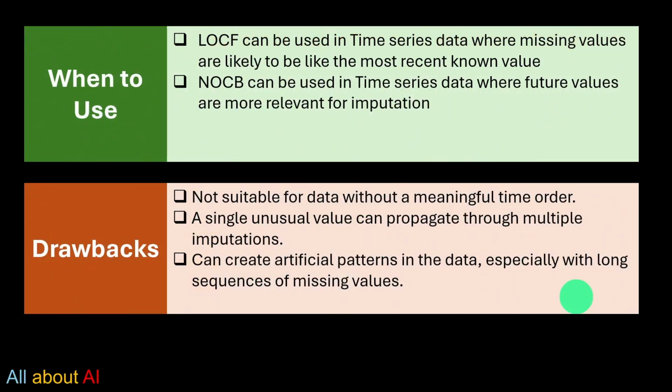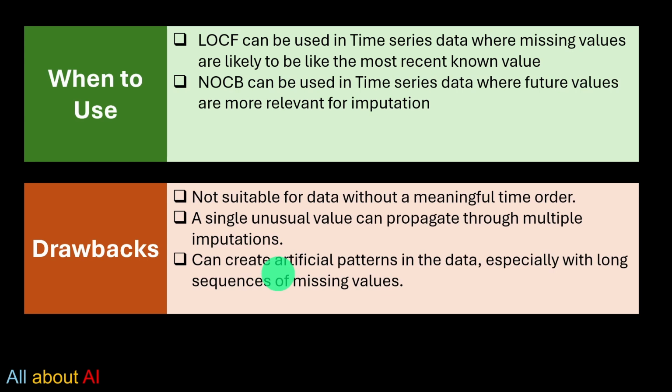Now, when to use this? It's inappropriate for non-time series, not suitable for data without a meaningful time order. LOCF can be used in time series data where missing values are likely to be like the most recent known value. NOCB can be used in time series data where future values are more relevant for imputation. So both LOCF and NOCB are predominantly used in time series data. It's not suitable for non-time series data. A single unusual value can propagate through multiple imputations, which means its sensitivity to outliers is immense. It can create artificial patterns in data, especially in very long sequences of missing values.